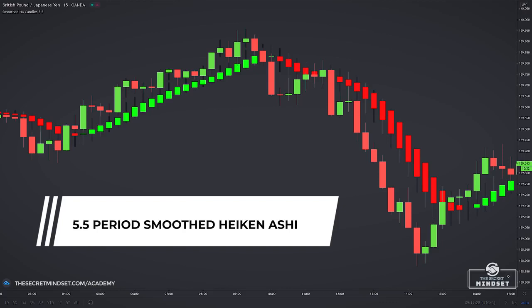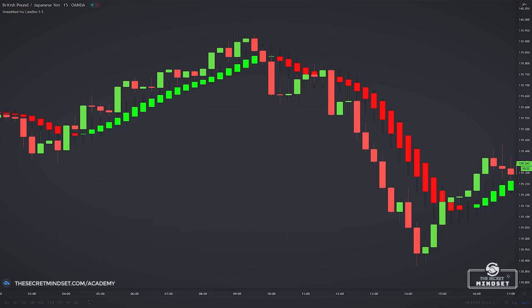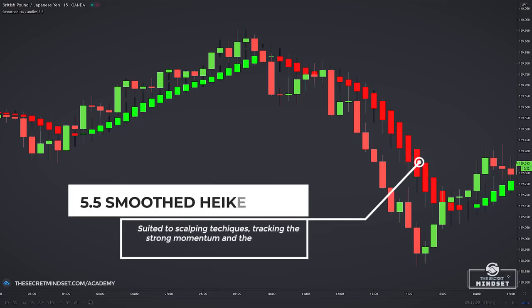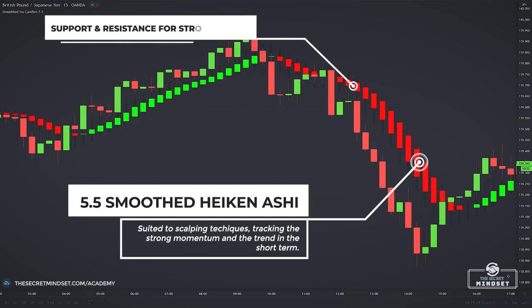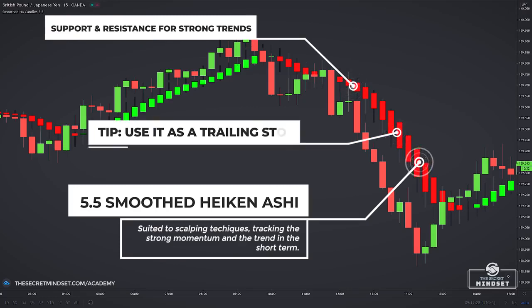First one, the 5-period smoothed Heiken Ashi. This is suited to scalping techniques, tracking the strong momentum and the trend in the short term. The 5-period smoothed Heiken Ashi acts as a support in the strongest trends. This line is best used in low volatility trends with strong momentum. You can also use it as a trailing stop.